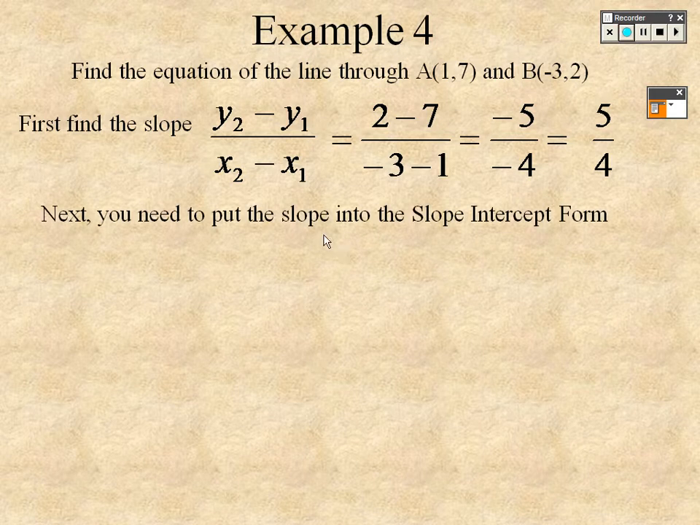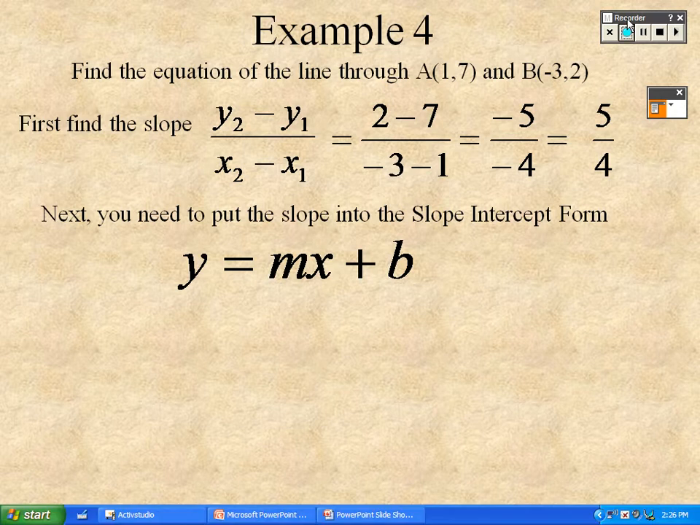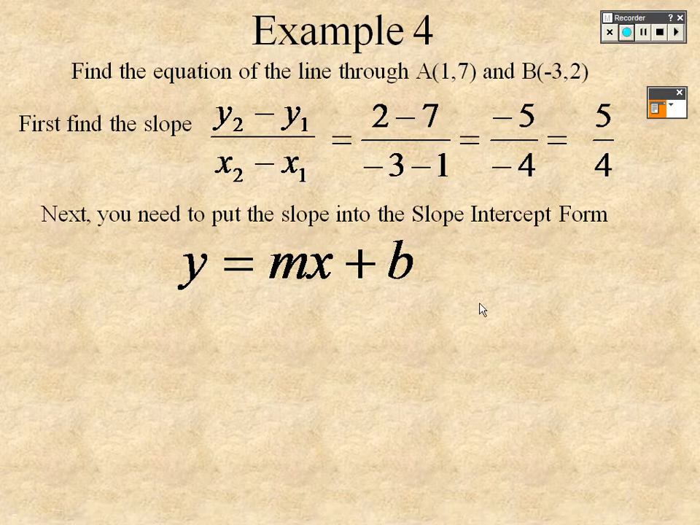Okay. So next you need to put it into the slope-intercept form, and that's y equals mx plus b. This was the slope. So since that was the slope, I plug that in for m.